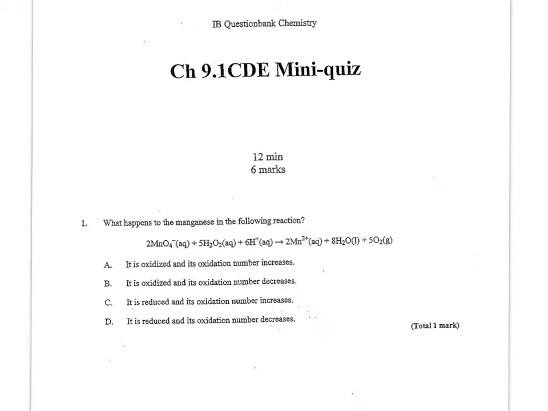So question 1 says, what will happen to the manganese in the following reaction? On the product side, it's easy to see that manganese has an oxidation state of +2. On the reactant side, with MnO4 minus, I know that I have 4 oxygen at -2 each for a total of -8. And since I want a -1 charge overall, that leaves a +7 for the manganese. So manganese is being reduced from +7 to +2. So D would be the correct choice there.